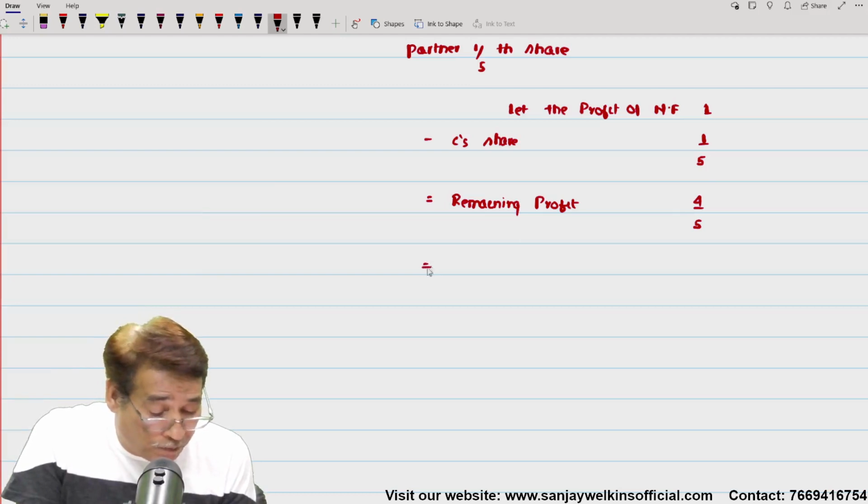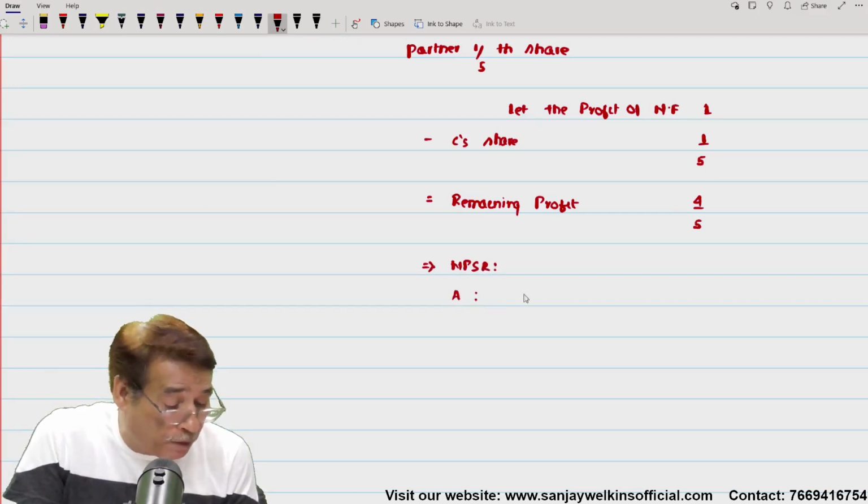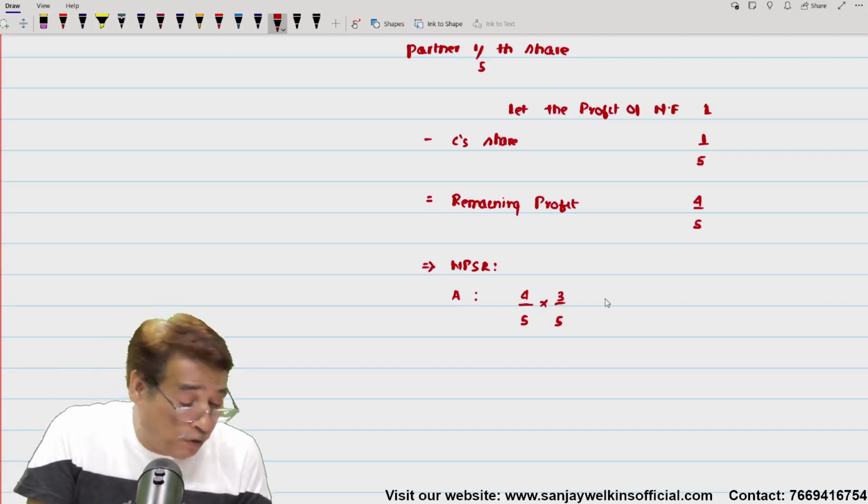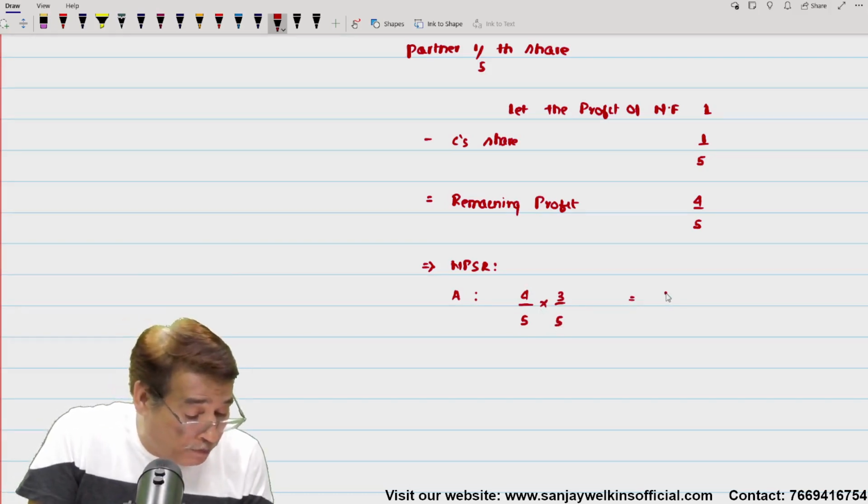So in order to compute the new profit sharing ratio of A, it will be the remaining profit, that is 4 by 5, multiplied with the old ratio. What is the old ratio? Old ratio is 3 by 5. So the new profit sharing ratio of A becomes 12 by 25.